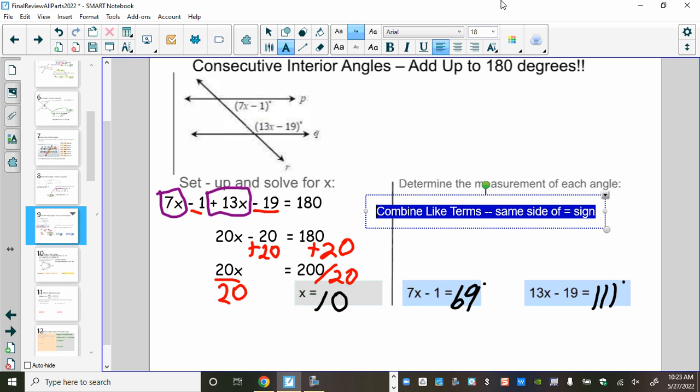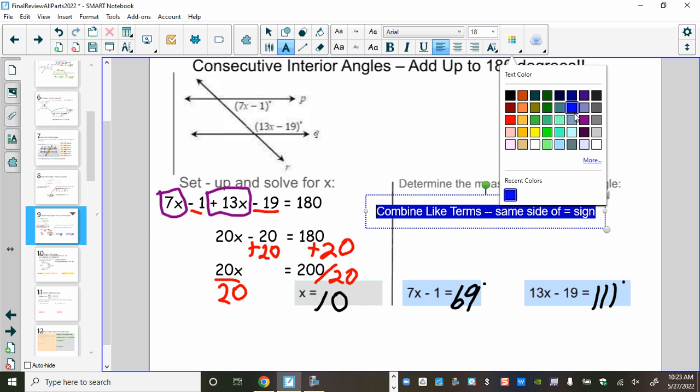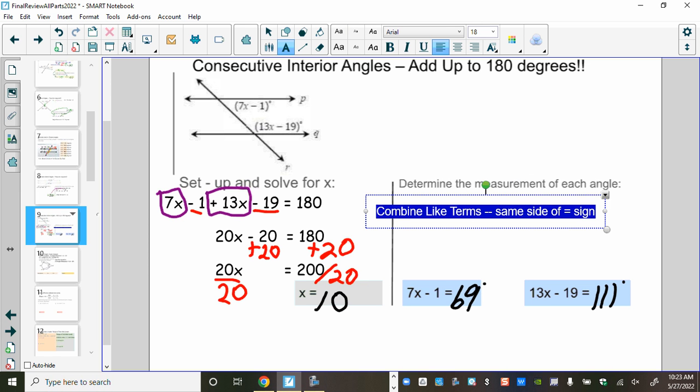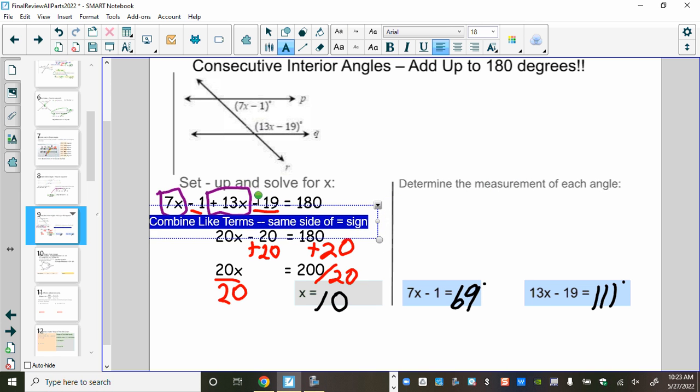So I think one of our concerns, not for everybody, not so much for you all here, but some of your classmates still get confused on when you combine the like terms versus opposite. So in the first line you had to combine like terms, because the 7x and the 13x are on the same side of the equal sign. Same thing with the -1 and the -19.